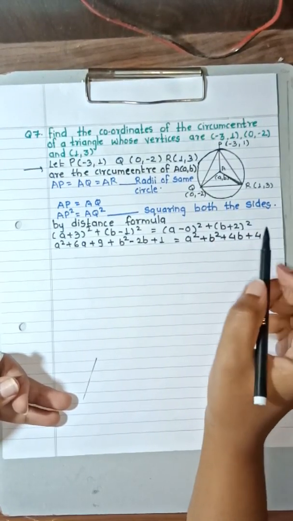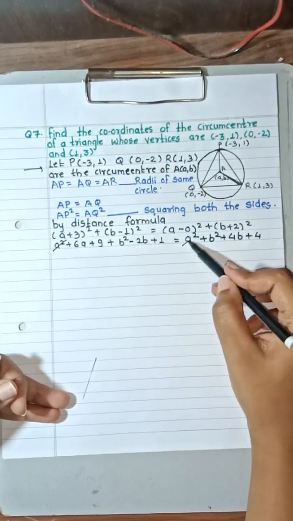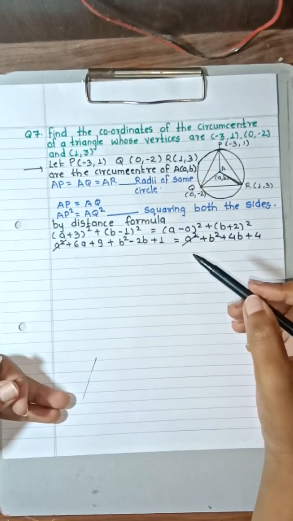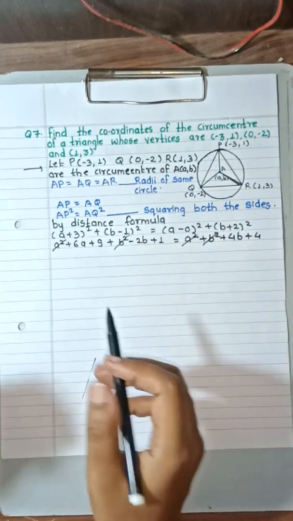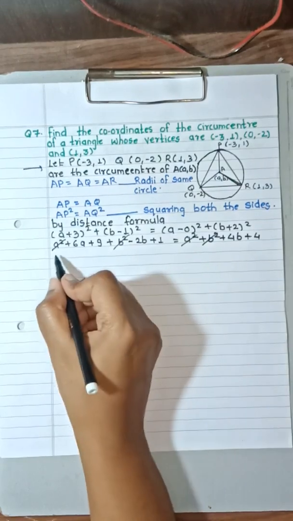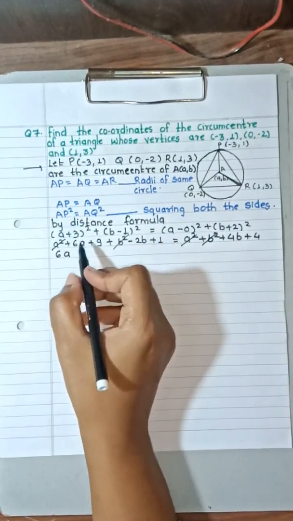Now here children, a square will get cancelled. See, a square will get cancelled with a square. b square will get cancelled with b square, and you will have here 6a. This 9 plus 1 will be 10.